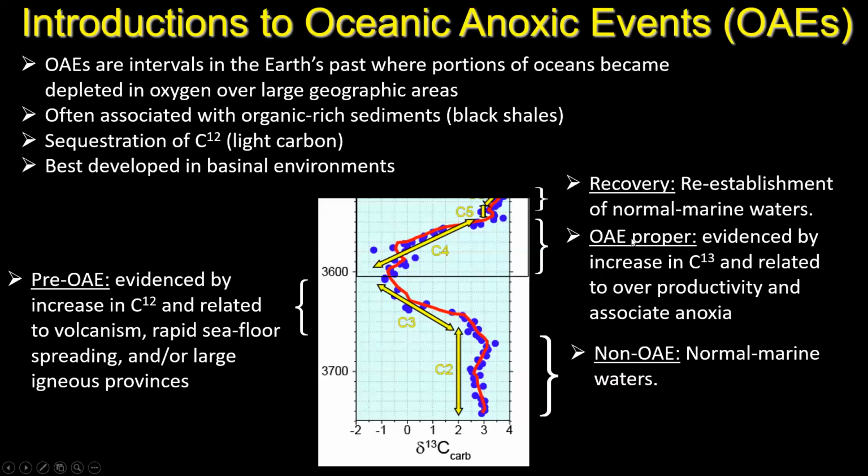Now the OAE proper is evidenced by an increase in heavy carbon, or carbon-13, and is related to overproductivity and associated anoxia, for example from upwelling. And here you can see C13, or the heavy carbon, increasing. Then above that is a recovery zone, or the post-OAE, where the ocean returned to normal marine waters. I will go through each of these stages in detail through this core presentation.